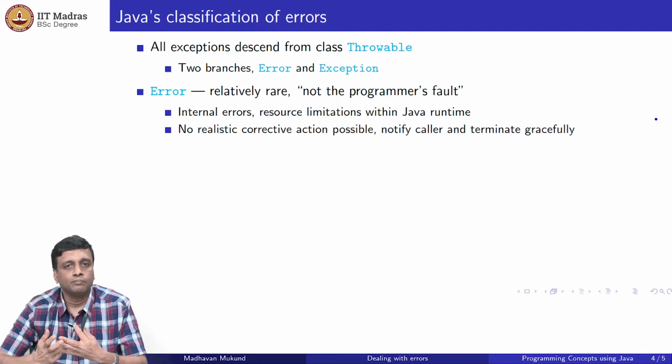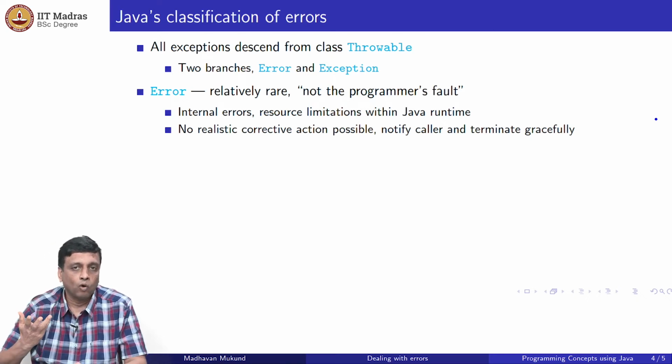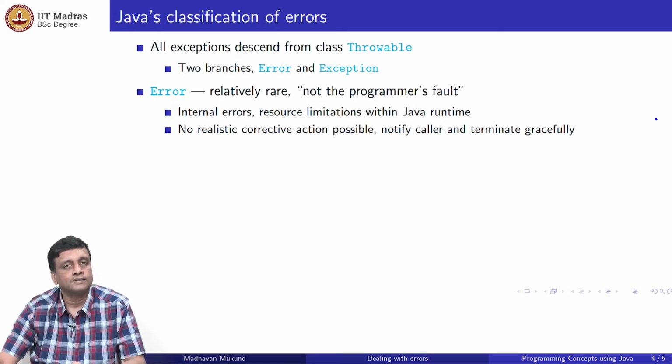So this could be a problem with some resources inside the Java virtual machine which is executing the code. So there is some resource limitation which has happened, and it is not the programmer's fault because the programmer was not aware of the resources and is not expected to check these limitations. So an internal error in the JVM would be classified in Java as belonging to this class Error, right. So in such situations, there is nothing much that you can do because the JVM has basically run out of some resource. So all you can do, if you want to detect such a thing, is notify the caller that such an error happened and just give up, terminate gracefully.